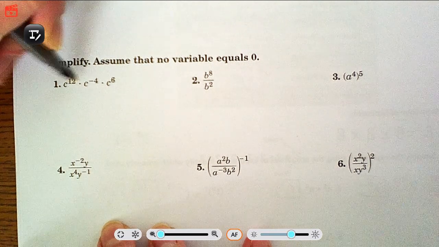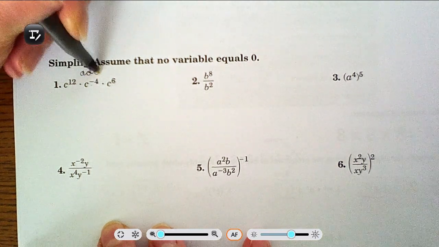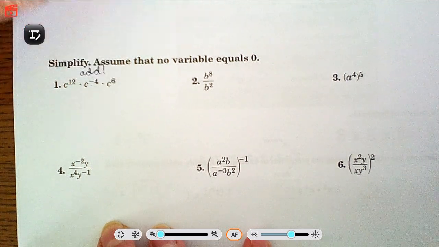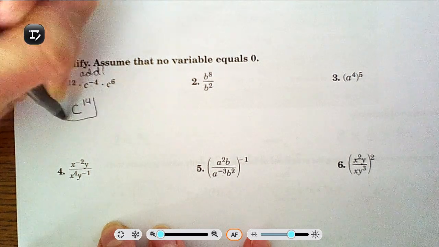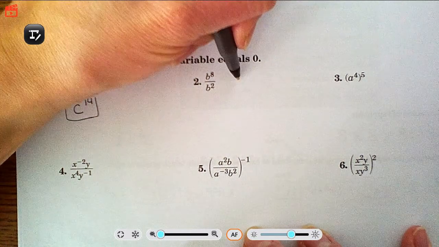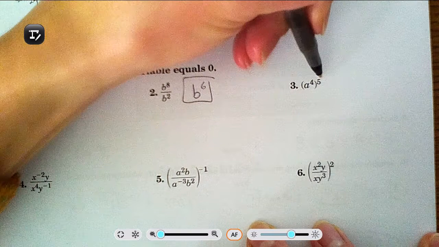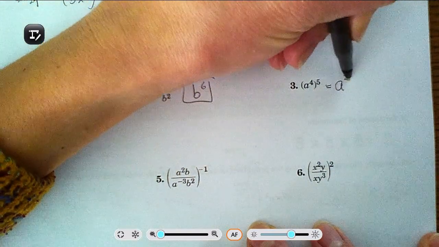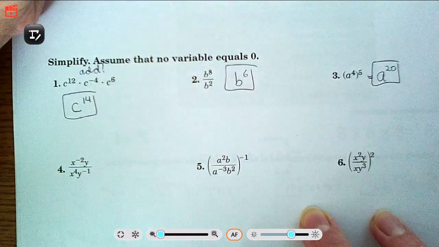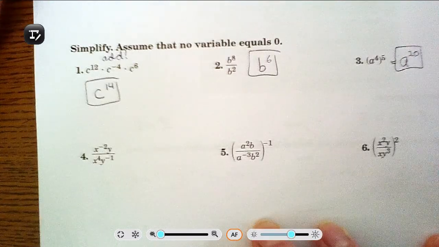Okay, so when we multiply like bases, we add the exponents. So 12 plus negative 4 is 8, and 6 and 8 is 14. I subtract the exponents, so I get b to the 6. I multiply the exponents, I get a to the 20th. It's not the subtraction or the multiplication that's the hard part. It's remembering what to do. And that comes down to you guys.